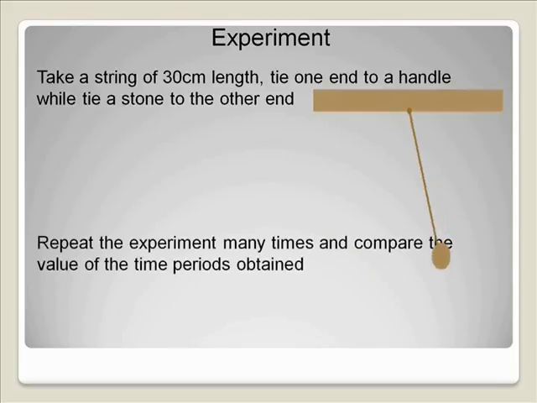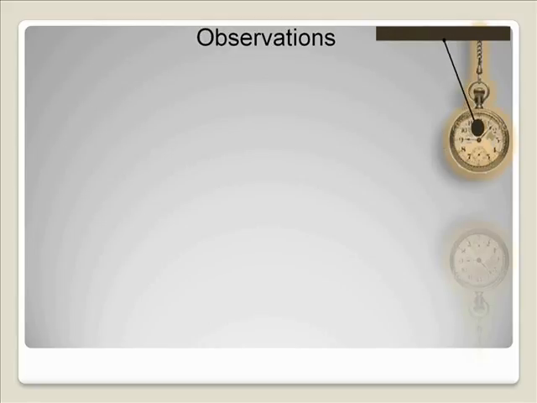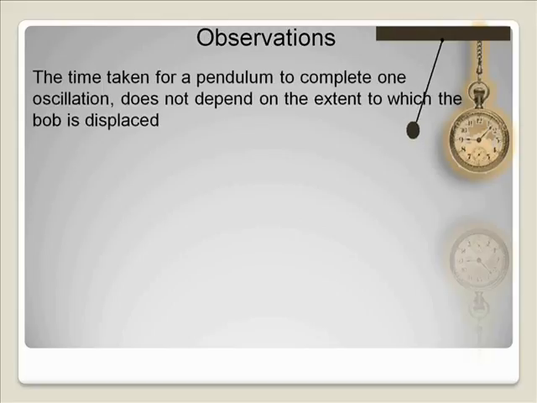Repeat the experiment many times and compare the value of the time periods obtained. The time period is the same in each case, hence proving the constancy in the time period of the pendulum. By studying the oscillations of the pendulum, observations can be summarized as follows. The time taken for a pendulum to complete one oscillation does not depend on the extent to which the bob is displaced.